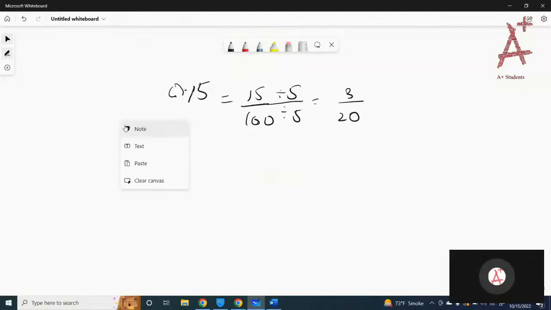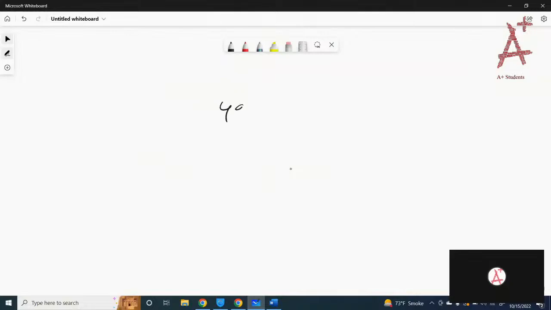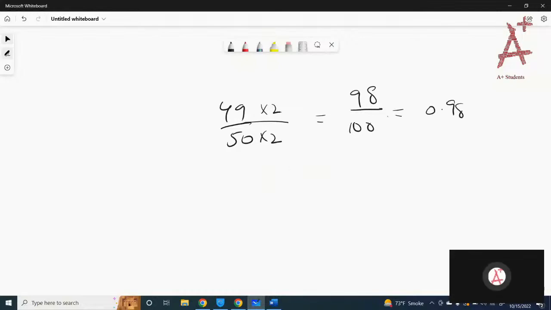Write 49 by 50 as decimal. Okay, to write the number in decimal form, whenever you're given a fraction and you have to convert to decimal form, you need to make its denominator 100. Got it? So 50 times 2 is 100. So just multiply its denominator by 2. It would be then 2 times 49 is 98, and 50 times 2 is 100. So 98 by 100 is 0.98. Got it? So select the correct option and click on the OK button.